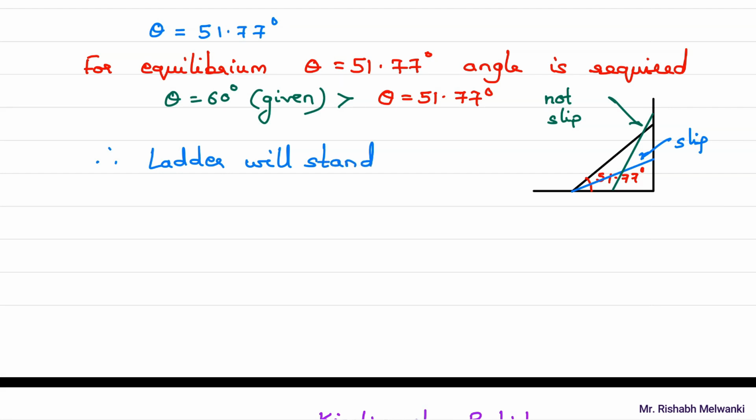See what happens, suppose I decrease the angle over here. If I decrease the angle, the ladder will easily slip. But if I increase the angle, the ladder will not slip. That is the logic which you need to understand. Did you understand this? Yes. So these are the three methods.